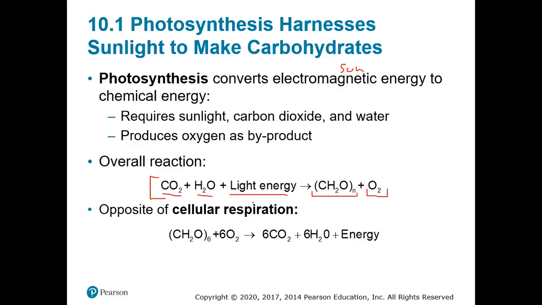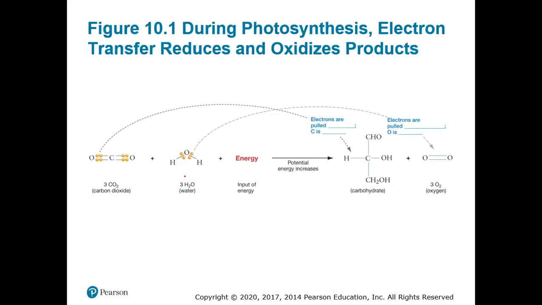So if we look at this and compare it to Chapter 9, cellular respiration, it's basically the opposite, right? It's flipping cellular respiration. In cellular respiration, we're using a carb, we're using oxygen, and we're making carbon dioxide, water, and energy. So all in all, photosynthesis is just the flipped reaction for cellular respiration. And once again, this process of photosynthesis is a redox reaction. Okay, we are reducing carbon dioxide and we are oxidizing water.